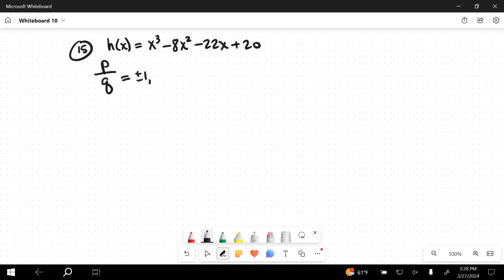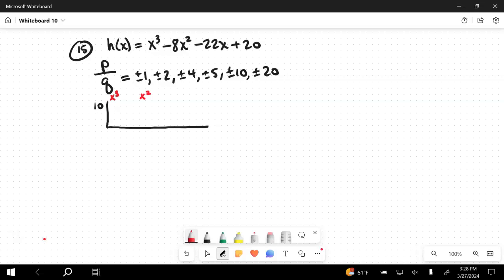Factors of 20 are 1, 2, 4, 5, 10, and 20. And these are just practice exercises. The first one that works on this one is actually 10. I'm not going to go through all of those because we did lots of that in class, and you did your homework, so you've got lots of practice. So we're just going to go ahead and go in for the kill.